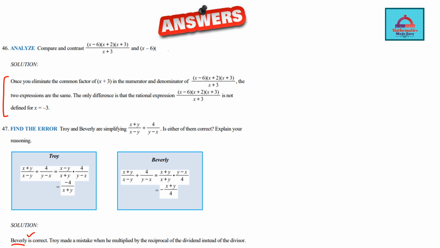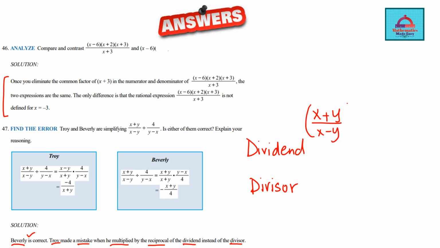Also, in the same way, Bevelry is correct, and Troy made the mistake when he multiplied by the reciprocal of the dividend and not the divisor. So let me just quickly explain the meaning of these words, dividend and divisor, in case some of you don't know. So here you had x plus y over x minus y. This was the first expression, and you were dividing it with the second one, 4 over y minus x. Okay, now I'll change color and write so that you understand the difference between the two.